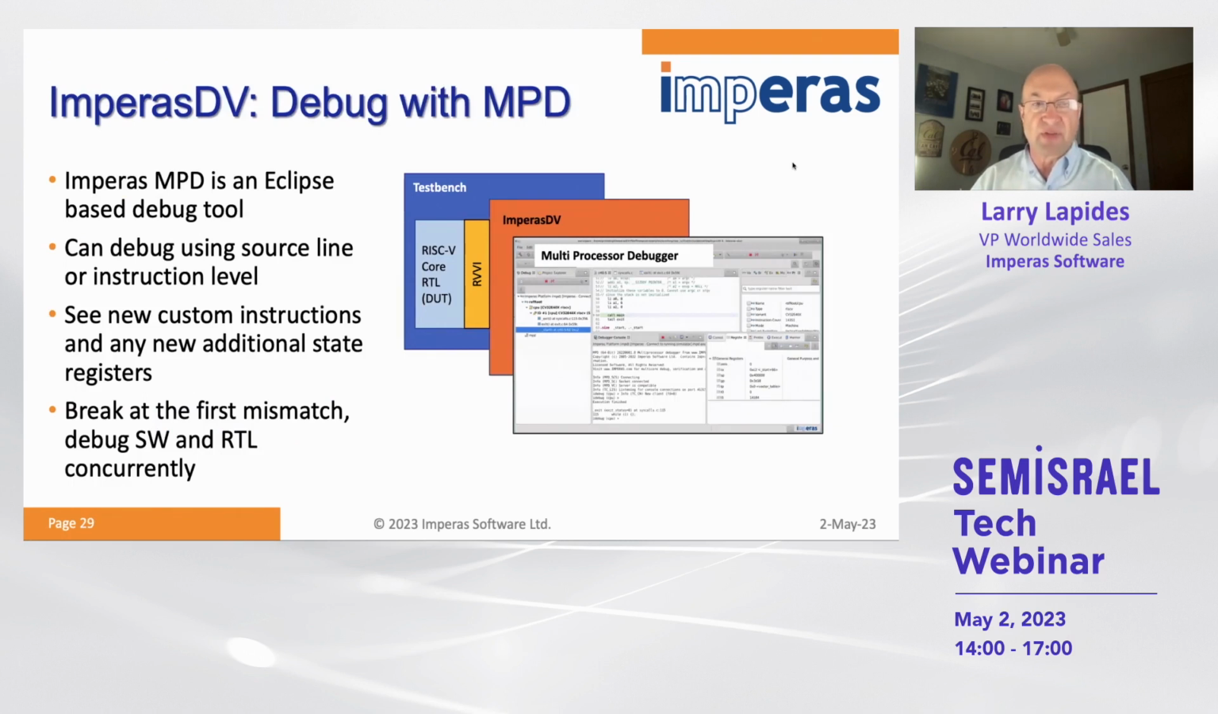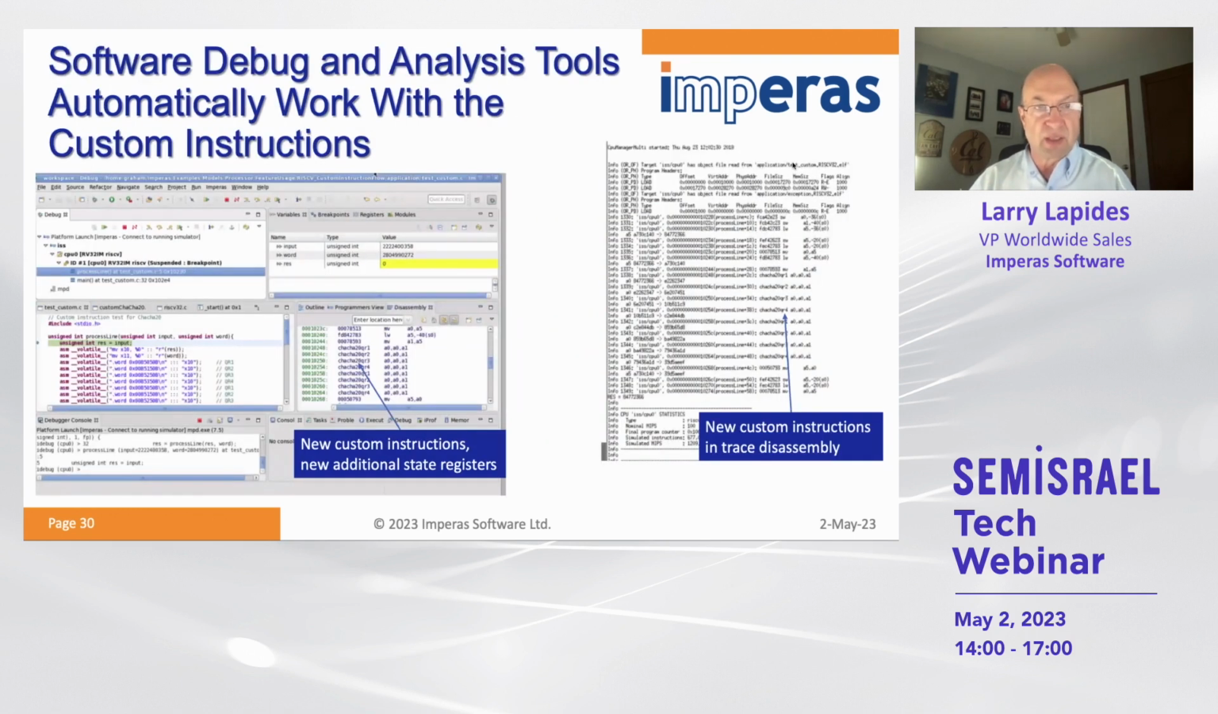Last element of the DV flow is the debugger. The Imperas multiprocessor debugger is an Eclipse-based debug tool. So you can do source line or instruction level debug. You can see custom instructions in this. Works just fine. And again, the debugger and the analysis tools automatically work with the custom instructions. So here we show the custom registers for custom instructions in the debug environment. And here we're actually showing custom instructions in the trace disassembly. So debugger, the tools automatically work.